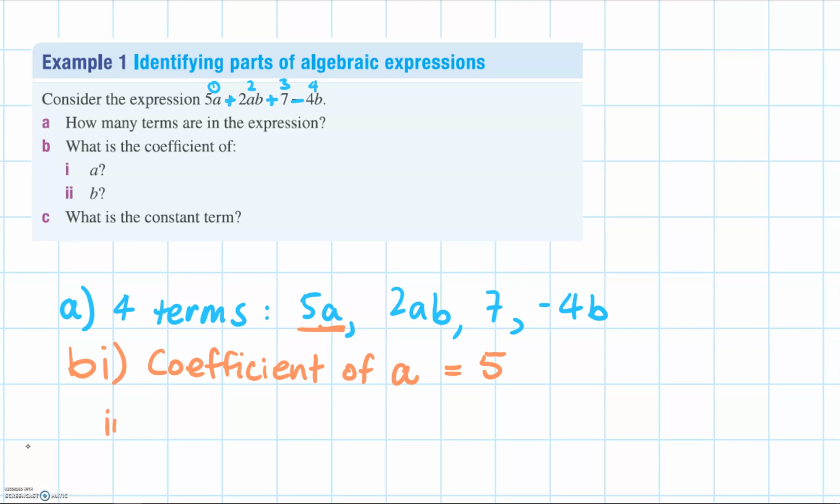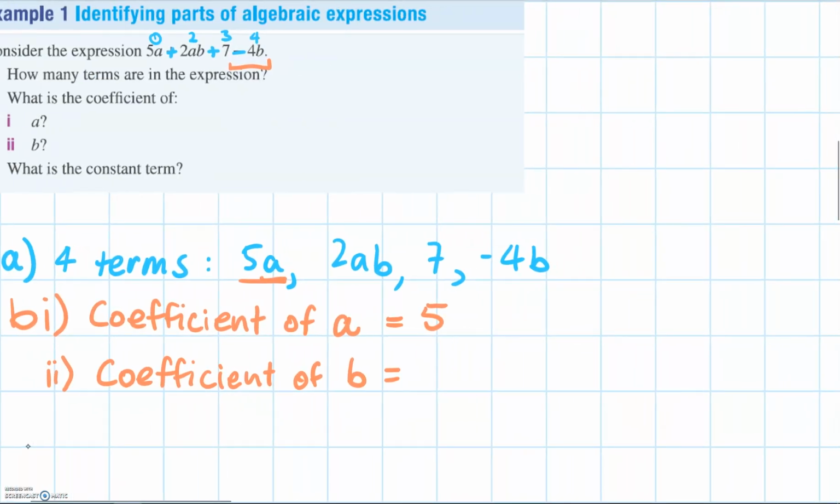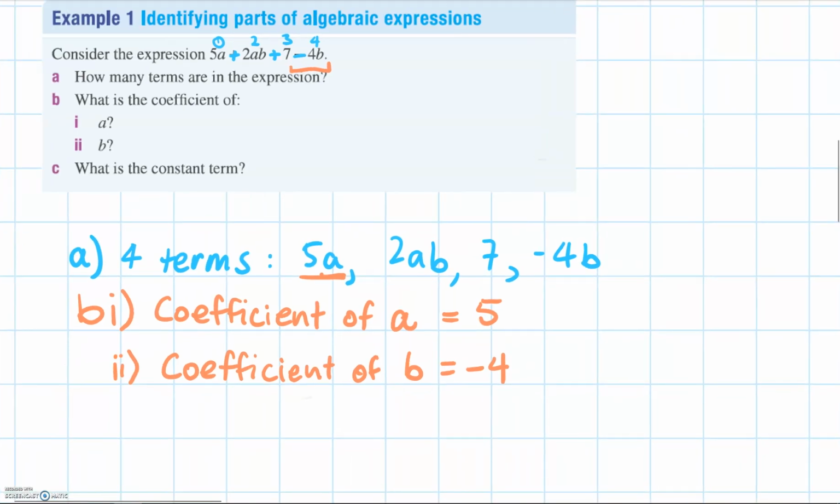Okay, part B. Coefficient of b. So using the same process, I'm just going to have a look at the number in front of b. Now, b has a negative 4. If you have a look up here, it was a minus 4. When you see a minus sign, you need to include it in your coefficient. So here, it's not just going to be 4, it's going to be minus 4. So the coefficient of b is minus 4.